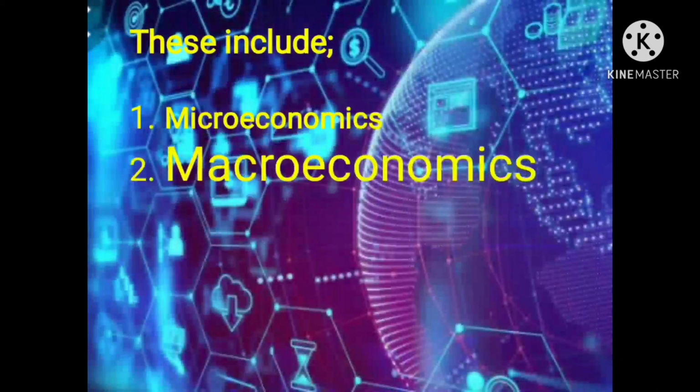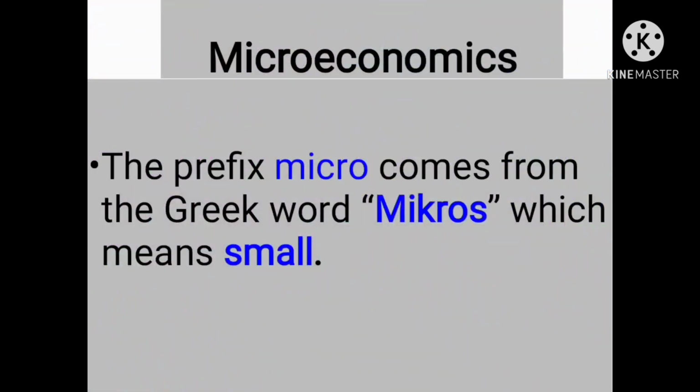So, what are these branches? One, we have microeconomics, and two, we have macroeconomics. What is this microeconomics? Microeconomics is a word that is combined using two words, micro and economics. Micro, however, comes from a Greek word mikros, which means small. This gentleman is asking, now that we know micro comes from a Greek word mikros, then what is microeconomics?